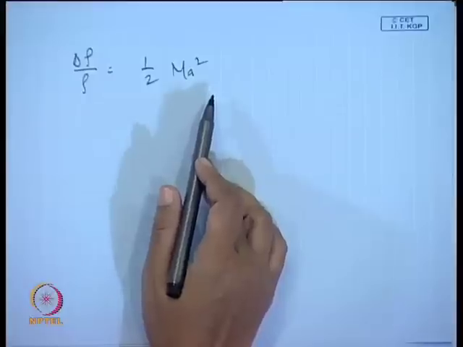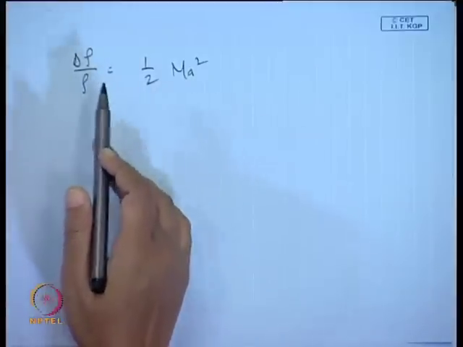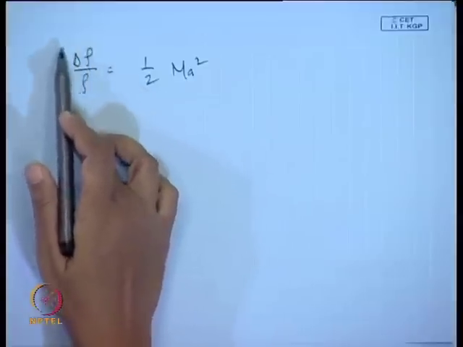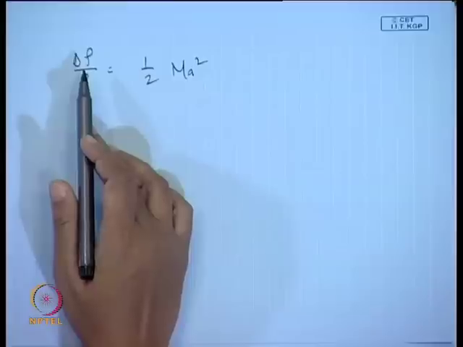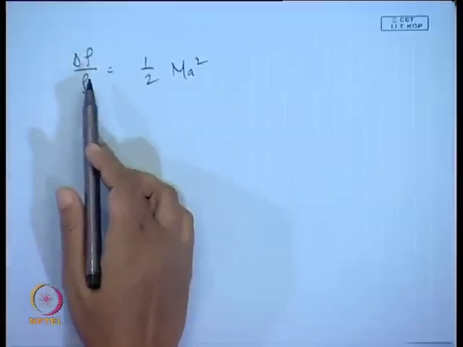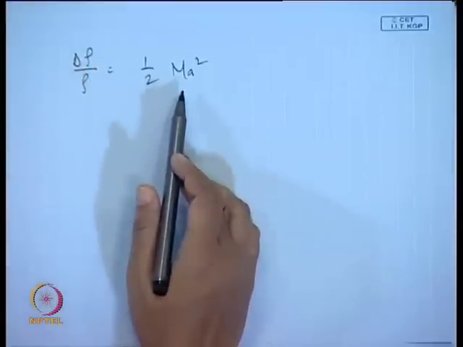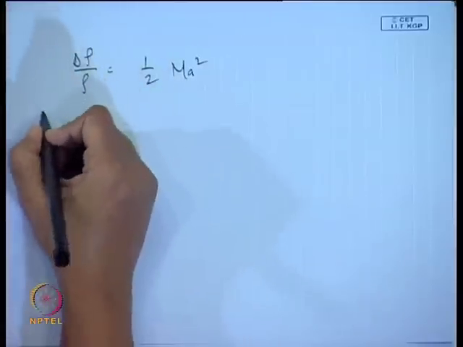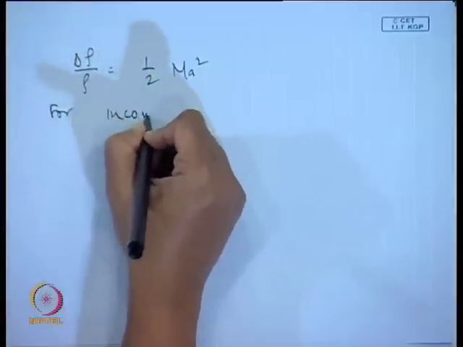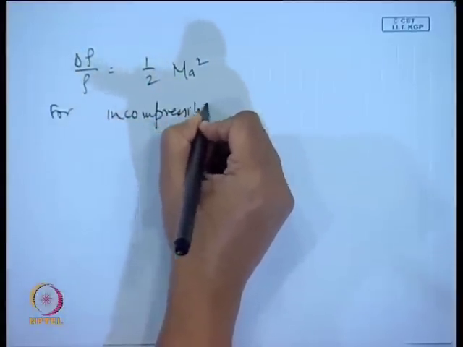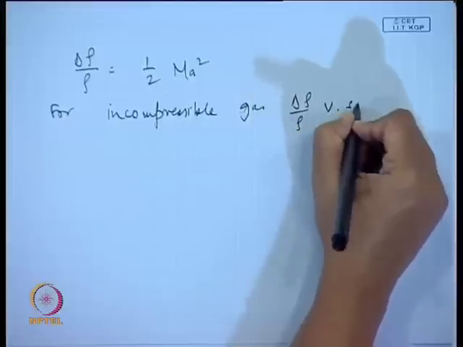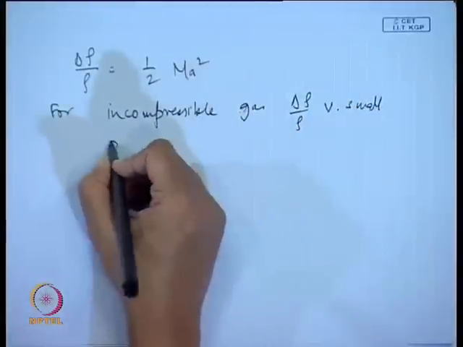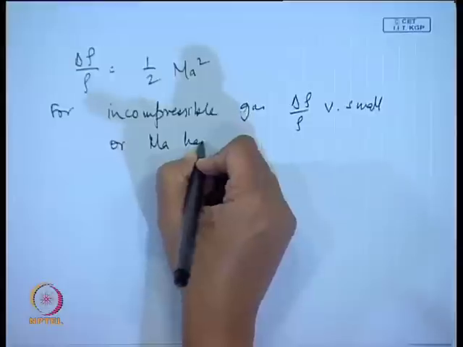So, therefore, we find that in order to define the compressibility or the non-compressibility, you have to see by how much amount the density changes for unit changes in pressure, and that can be related with the Mach number under that particular condition, agreed? So, therefore, we know that for incompressible flow or for incompressible gases, delta rho by rho has to be very small, okay, or Mach number has to be very small.